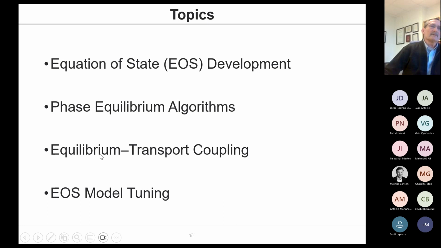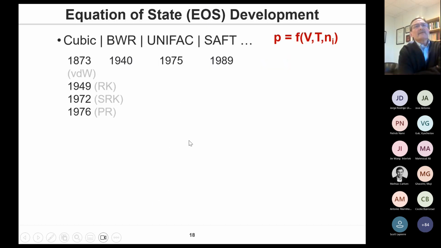So on the topics: equation of state development, phase equilibrium algorithms, EOS model tuning, and the equilibrium transport coupling. Let's start with the development of equations of state. So back in 1873, van der Waals introduced the first cubic equation of state.